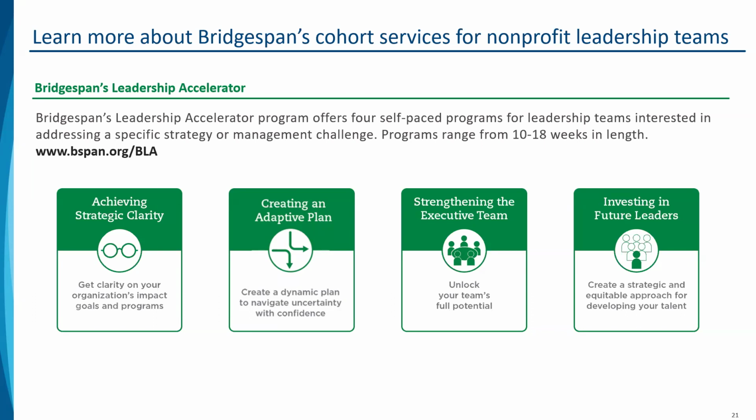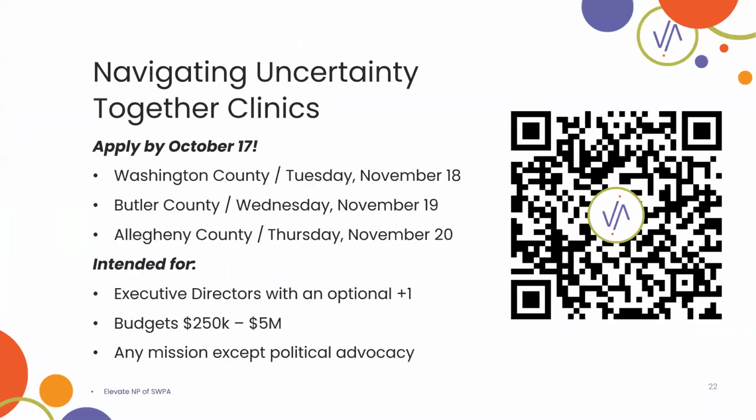And in particular, the one on creating an adaptive plan and thinking about what's our 2-year plan, given how much the world is changing, the update on our strategy, what does that look like? We're enrolling a cohort of organizations for that program, which will start in January. And if you'd like more information, there's a link here and feel free to reach out. I'll hand it over to John to share a bit about some exciting new things coming up with Elevate NP.